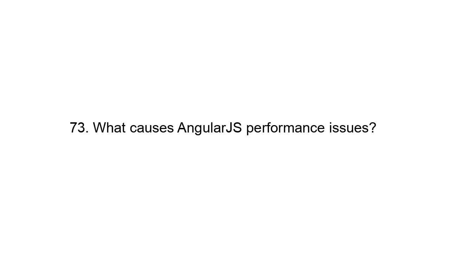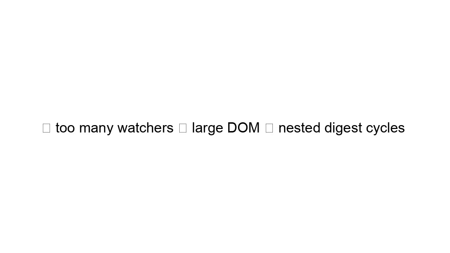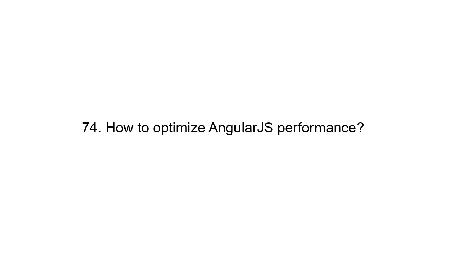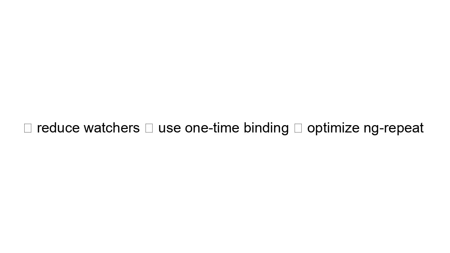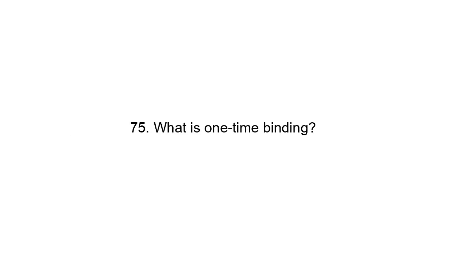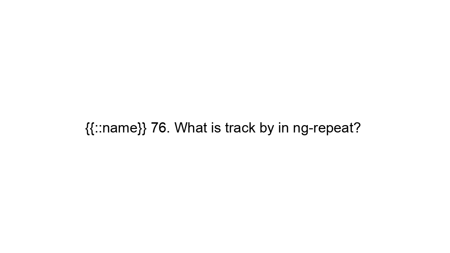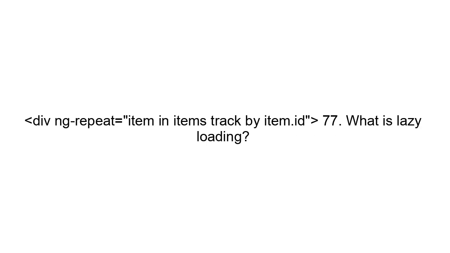73. What causes AngularJS performance issues? Too many watchers. Large DOM. Nested digest cycles. 74. How to optimize AngularJS performance? Reduce watchers. Use one-time binding. Optimize ng-repeat. 75. What is one-time binding? Stops watching expression after first update. Example: {{::name}}. 76. What is track by in ng-repeat? Optimizes rendering performance. Example: div ng-repeat='item in items track by item.id'.